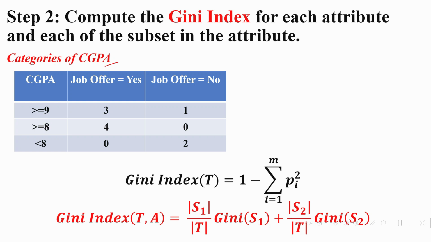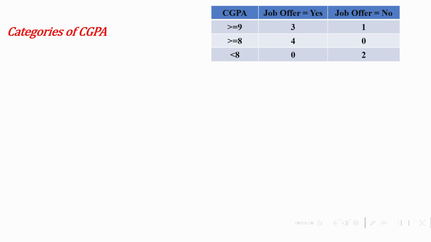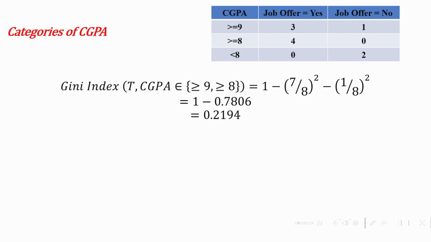So we are finding the Gini index with respect to the target variable. The target variable is nothing but your job offer, yes or no, and A is the corresponding attribute. Here the attribute is CGPA. Like that, we have to find it for everything. Now, here are the categories of CGPA, and we are going to find the Gini index with respect to the target variable and the corresponding CGPA.